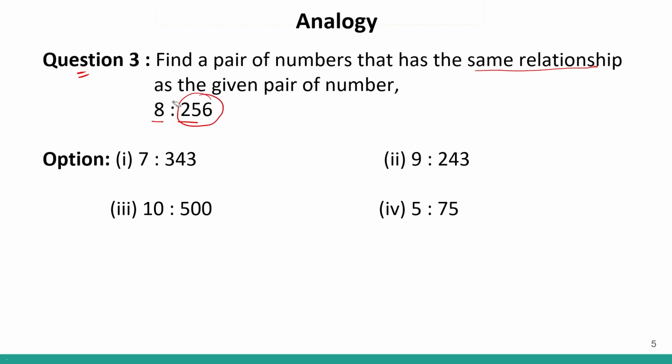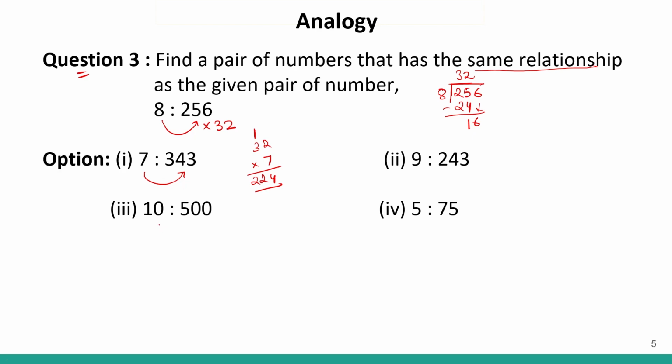We have to find out how 256 is related to 8. If I divide 256 by 8, let's see if it is divisible. 8 into 3 will give me 24. Correct? I will get 32. So basically, this is multiplication by 32. Correct? So now let us check for every number. 7 into 32 will give me how much? 7 2s are 14, and 7 3s are 21 plus 1, 224.